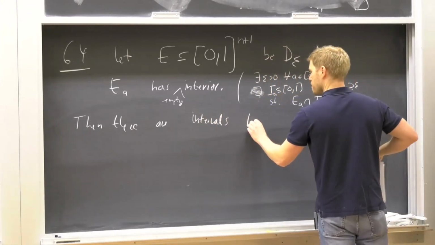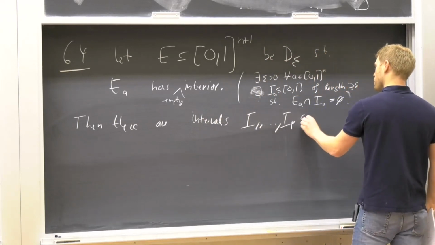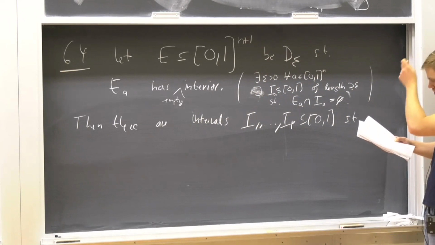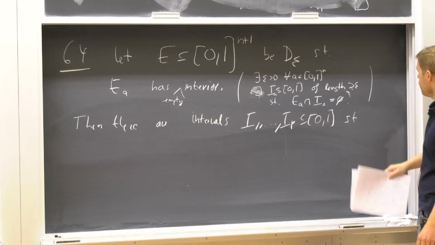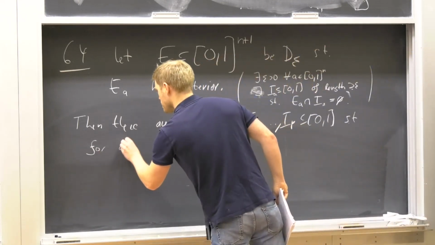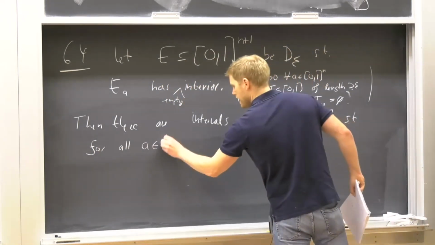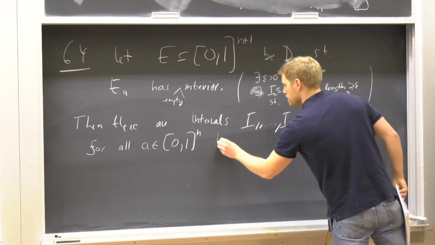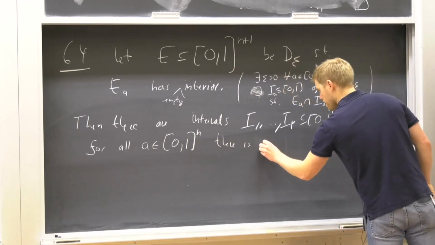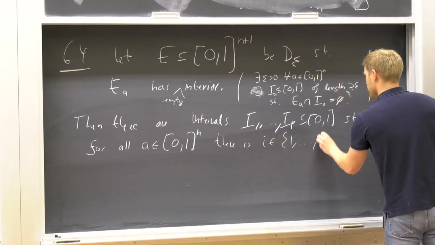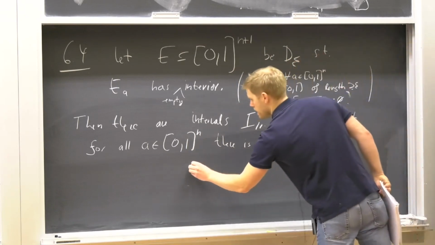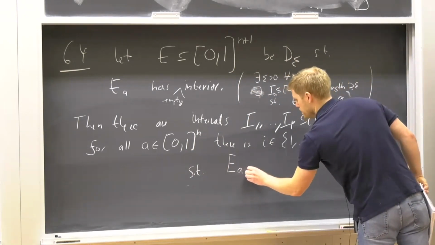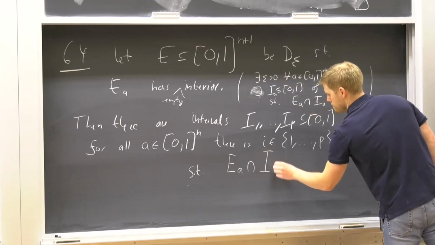with, I want to call them I1 to IP, subset of [0,1], such that, so that you can compare it, it's not part of the statement, such that for all A in [0,1]^n, the unit interval to the n, one of these intervals, so there is one, there is I in 1 to P, such that the intersection with that interval, so EA intersected, the notation is empty.